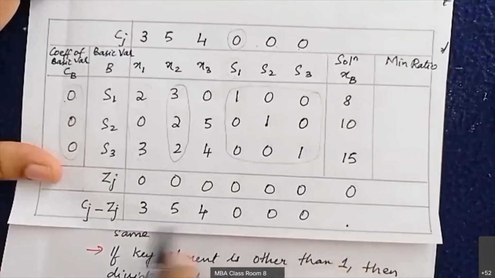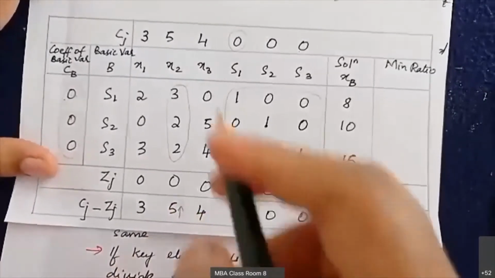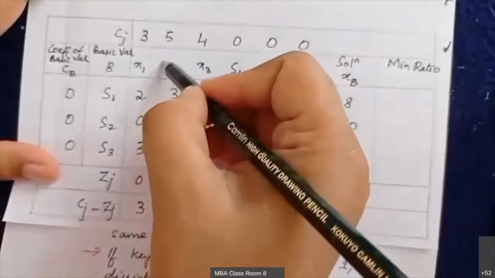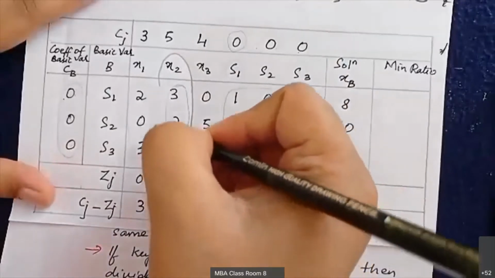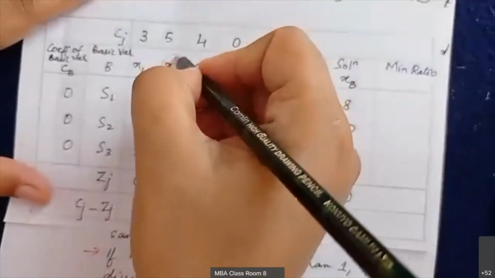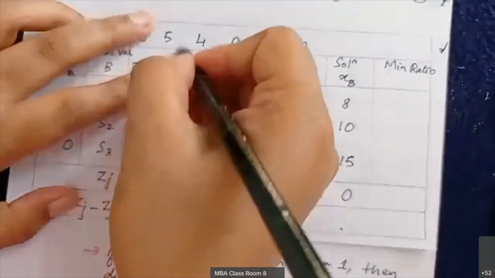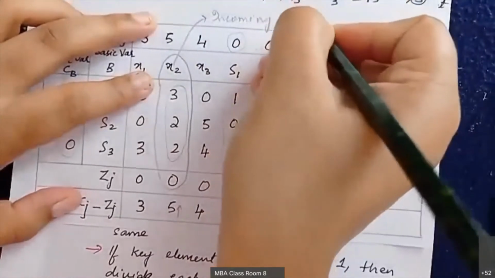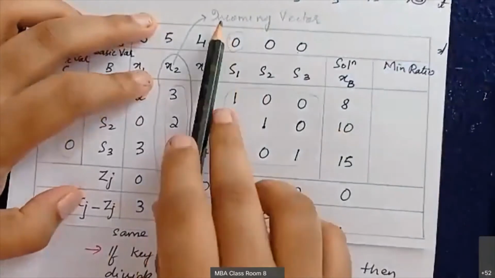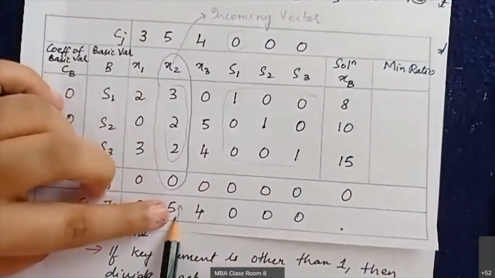Which is the highest? 5. Very good. 5 is the highest positive value. So what we do is, can you see the column corresponding to 5? This is called the incoming vector. Here we have x2, so this will be called the incoming vector, because that is having the highest Cj minus Zj value.